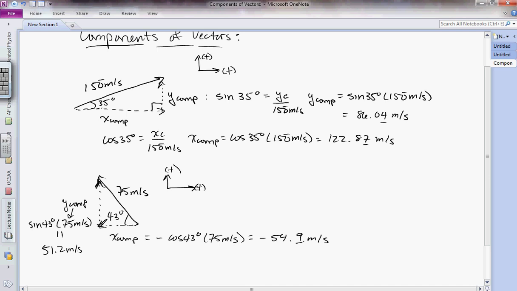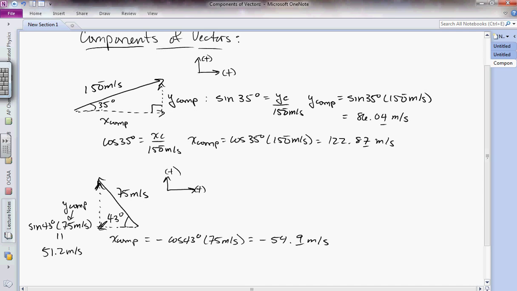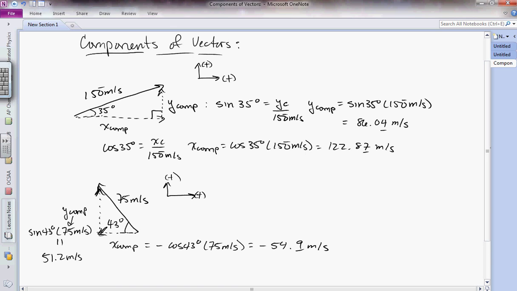Okay, so once again, when we break vectors up into components, the reason why we're doing it is it'll allow us, as we'll see in the next lecture on vector arithmetic, to add vectors together. Okay, so that's why we're doing this. We pick the x and y components, so the x and y directions, because they are at right angles to each other, which makes the trig a lot simpler.